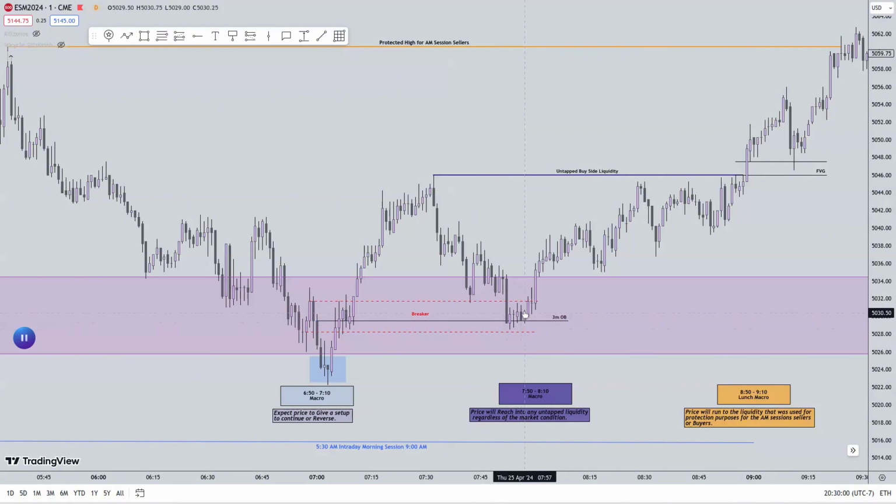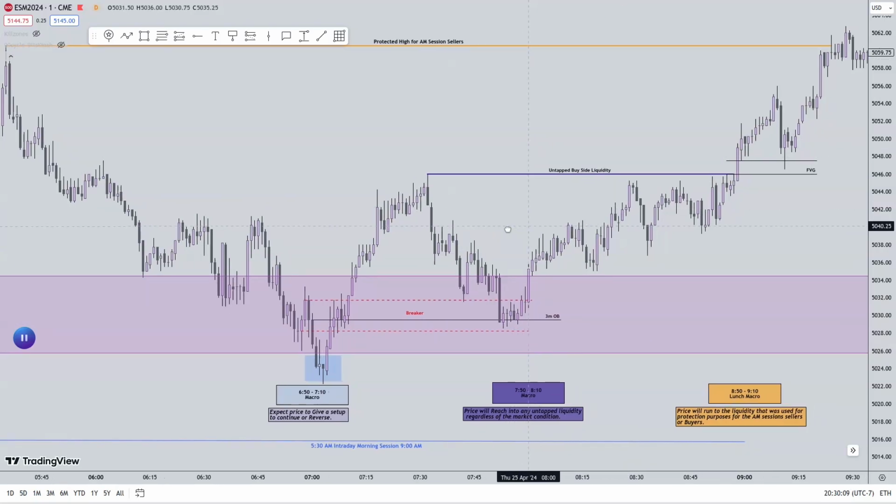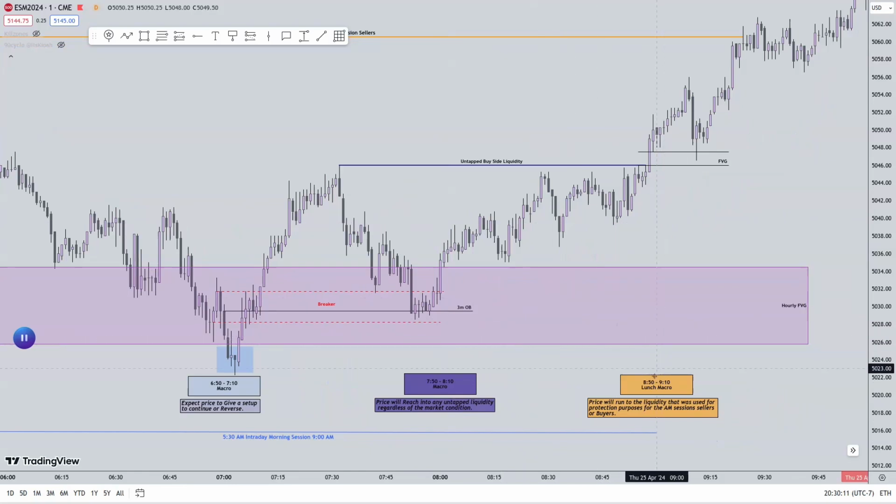So price taps into that 3-minute order block and starts to slowly head higher, and there you go, taps into that on-tap liquidity. And that's pretty much how that first macro was a reversal, because inside the hourly fair value gap, and the second one was used as the entry to take out the on-tap liquidity.